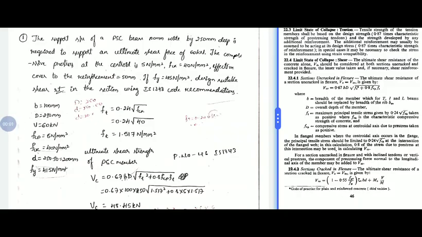Hello everyone. Today we will discuss a few more problems related to shear strength of PSC members. So let's start with the first problem.